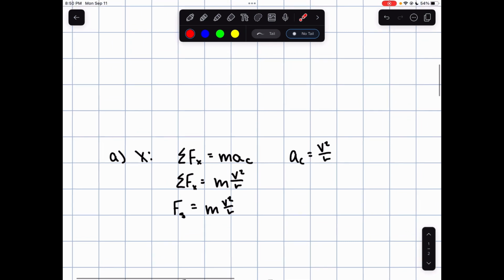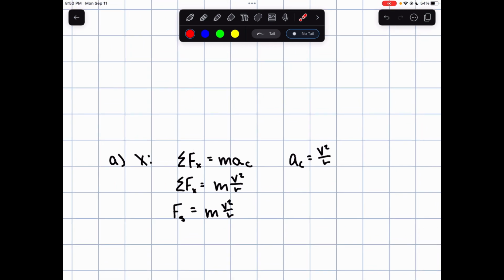So, if we take a look over here, we can say that the net force in the x direction is equal to mass times centripetal acceleration. And we can replace centripetal acceleration with the quantity v squared over r. So then we can say net force in the x direction is equal to mass times v squared over r. And since the only force in the x direction is static friction, we can say static friction is equal to mass times v squared over r.